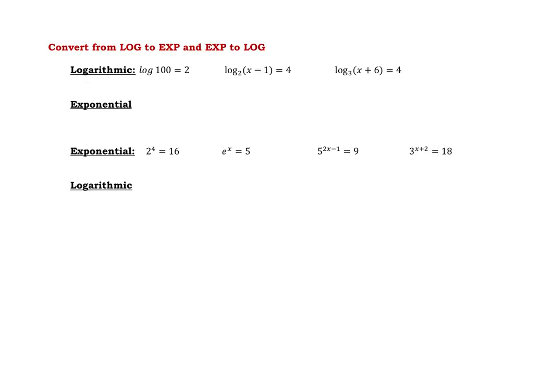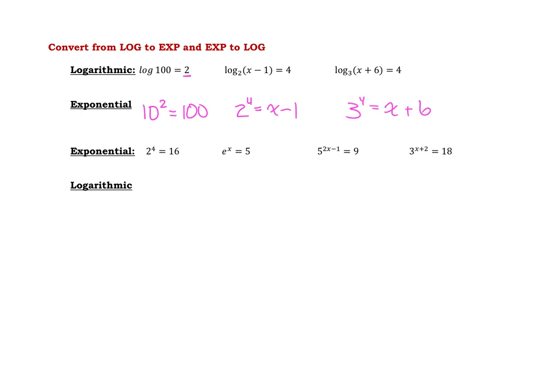Okay, now we want to be able to convert from one to the other. A log without a base is understood to be base 10. So the base stays the same. The exponent becomes what the log equals. The answer becomes the exponent, and the argument becomes that answer. So the base stays the same. The 4 and the x minus 1 switch places. The 3 stays the same. The 4 becomes the exponent, and the argument is what the exponent equals.